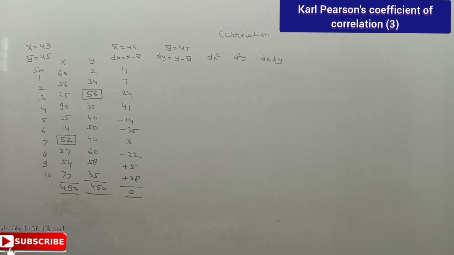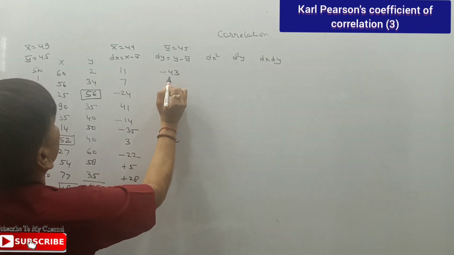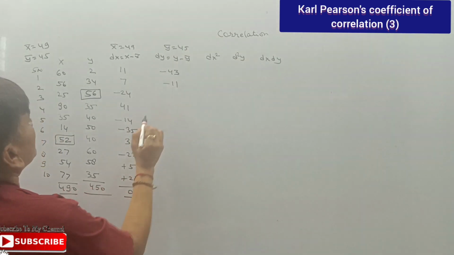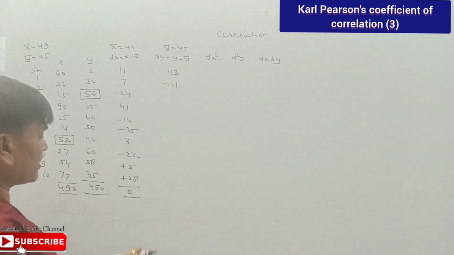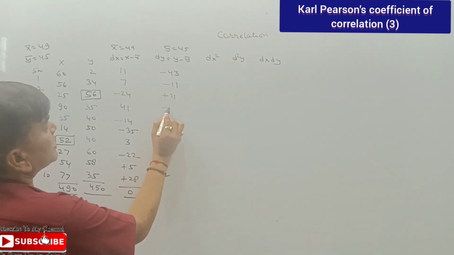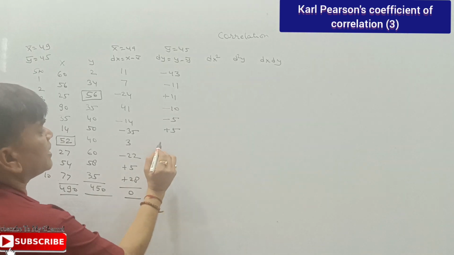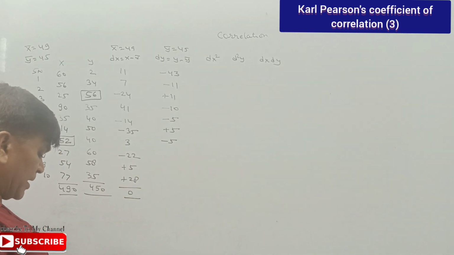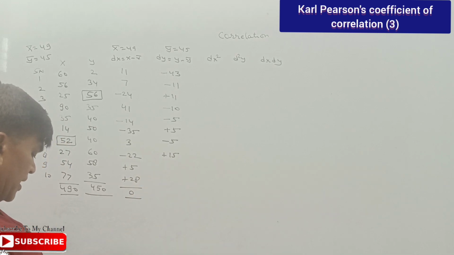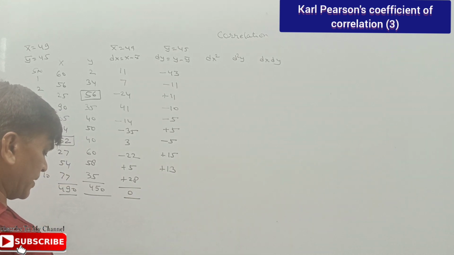Second, 45 is our arithmetic mean. So 2 minus 45 is minus 43. 34 minus 45 is minus 11. 56 minus 45 is plus 11. 35 minus 45 is minus 10. Then minus 5, plus 5, minus 5. 60 minus 45 is plus 15. 58 minus 45 is plus 13. And 35 minus 45 is minus 10.